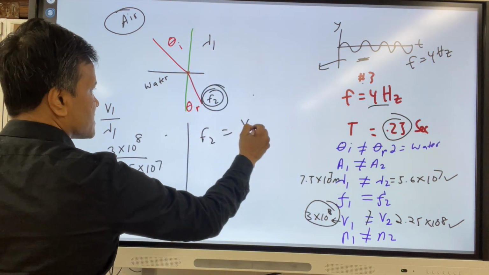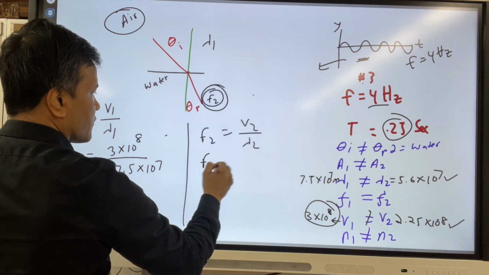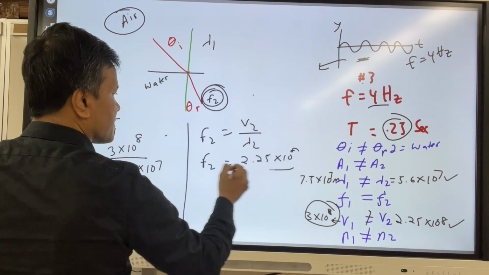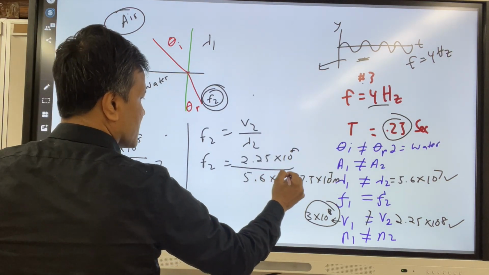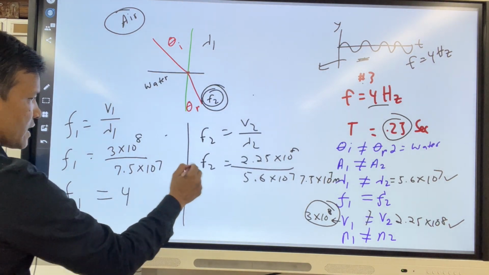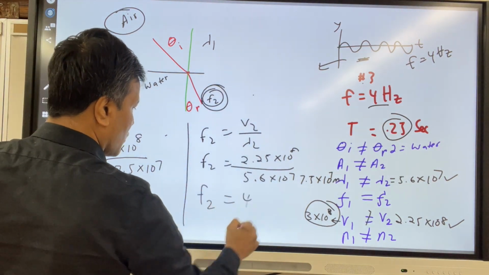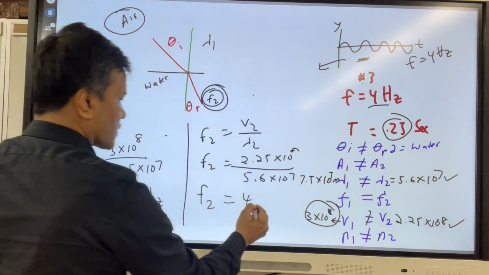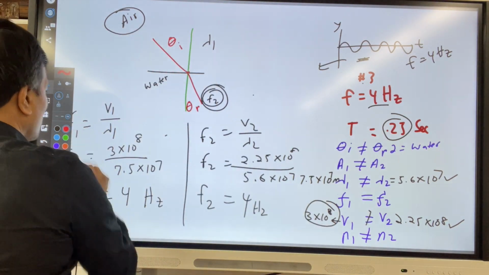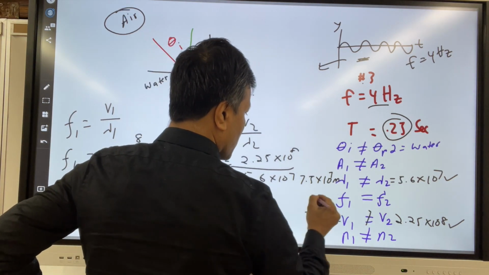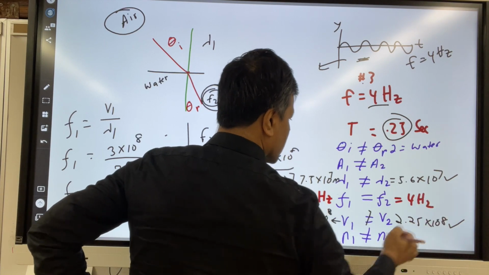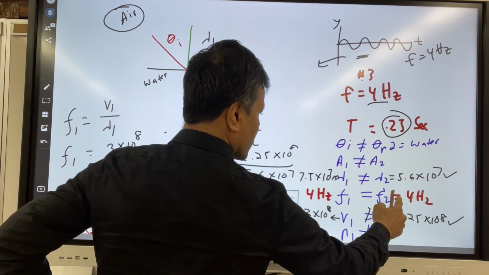Frequency 2 is velocity 2 over lambda 2. For the water, velocity is 2.25 times 10 raised to 8 and lambda is 5.6 times 10 raised to 7. And what is magic is that this one is 4 and this one also 4. Don't forget to write Hz. So we are going to update this: this one is 4 Hz and this one also 4 Hz. Good. I don't need the equal sign over here.